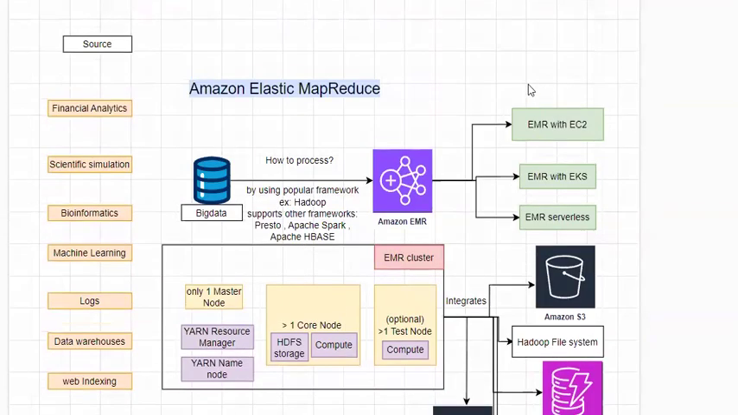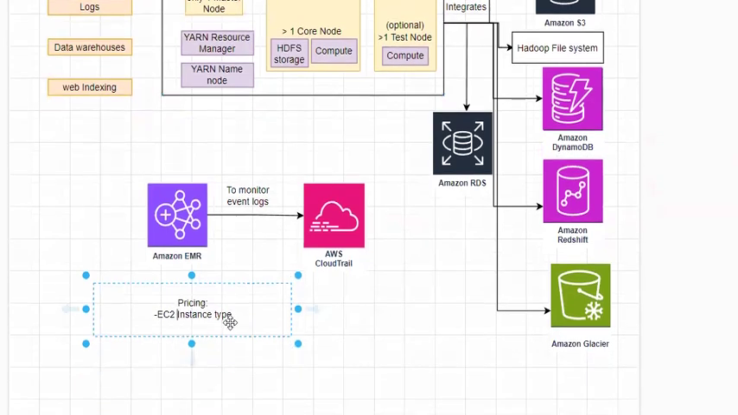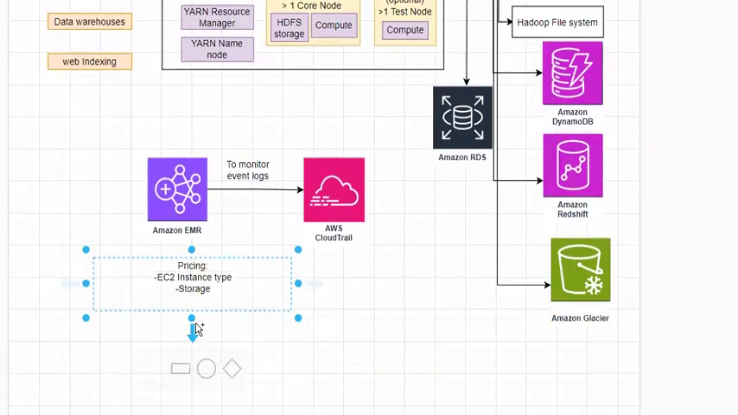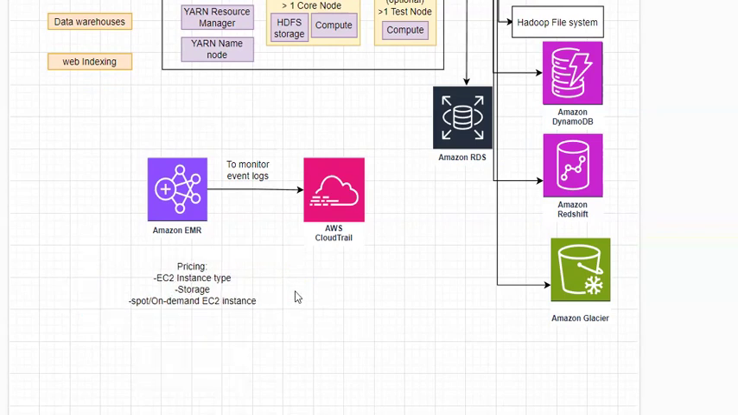If we create this cluster with EC2, then the pricing model is based on whatever EC2 instance type you use, and how much storage you select for your core nodes. For that also you have pricing, and the type of instance. What is that? Either you want a spot or an on demand instance. You have the availability to select spot EC2 instances or on demand EC2 instances. Based on your selection, you may be charged for that type of instance. You can reduce your cost by choosing spot EC2 instances, or else if you want on demand, then you can choose on demand as well.